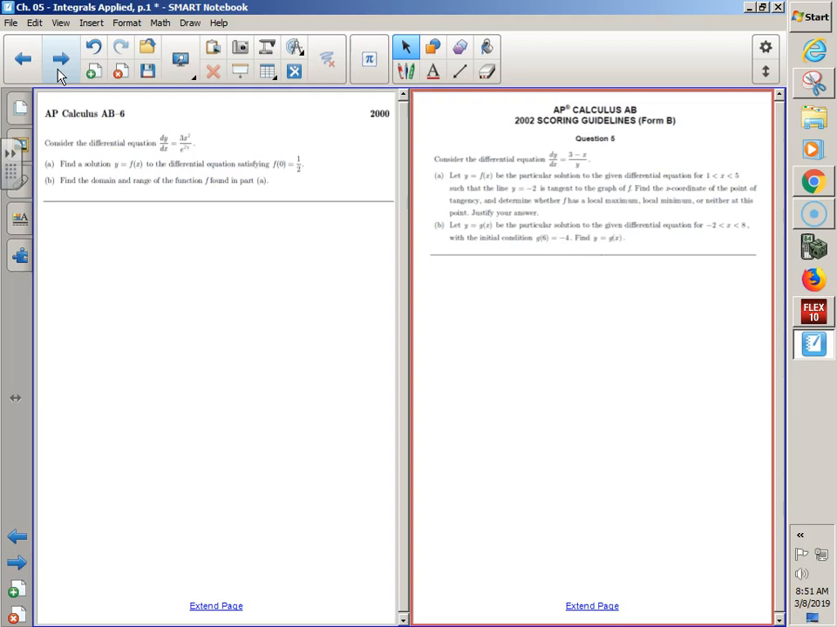Test review on the book and these 2 FRQs. Just try them, and we'll talk about them on Monday.